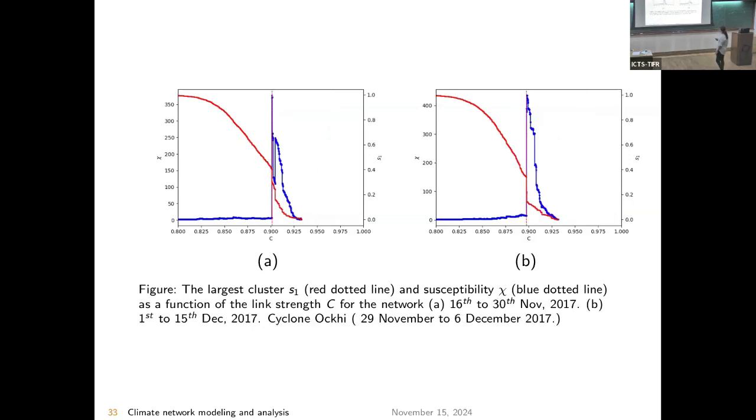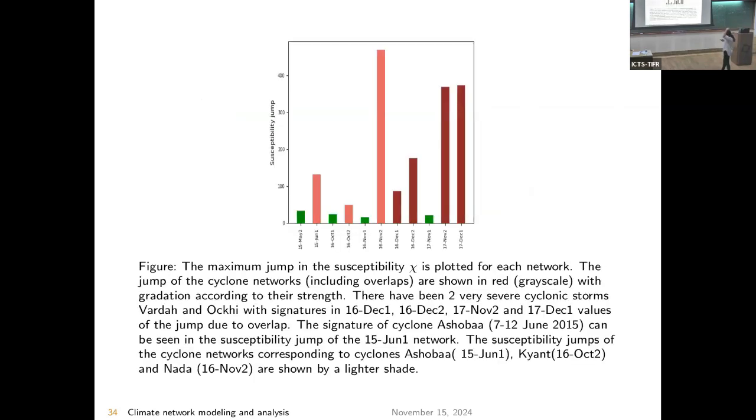So this is for Ockhi. It happened in 2017, 29 November to 6 December. Again, the scale is quite different, but since it started on 29th and the first network has the 29th date, this is the susceptibility and the largest cluster plot for the network. Now you do the susceptibility jump analysis.